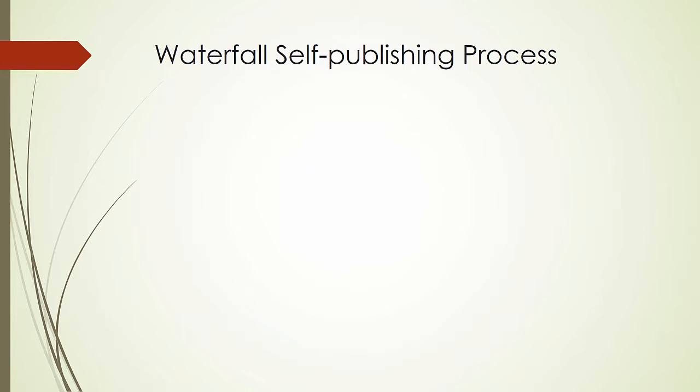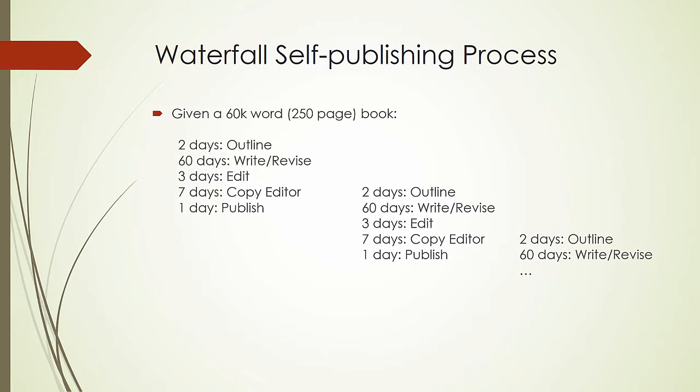Now let's look at the waterfall self-publishing process. After all, the phases in publishing each book overlap. Given a 60,000-word book, I might take 2 days for outlining, 60 for writing and revision, and 3 days for editing. And then I have 7 days for a copy editor and 1 to publish. But notice, those last 2 are not necessarily involving me full-time. So they overlap with another 2 days to outline, and I just keep cascading and releasing books.